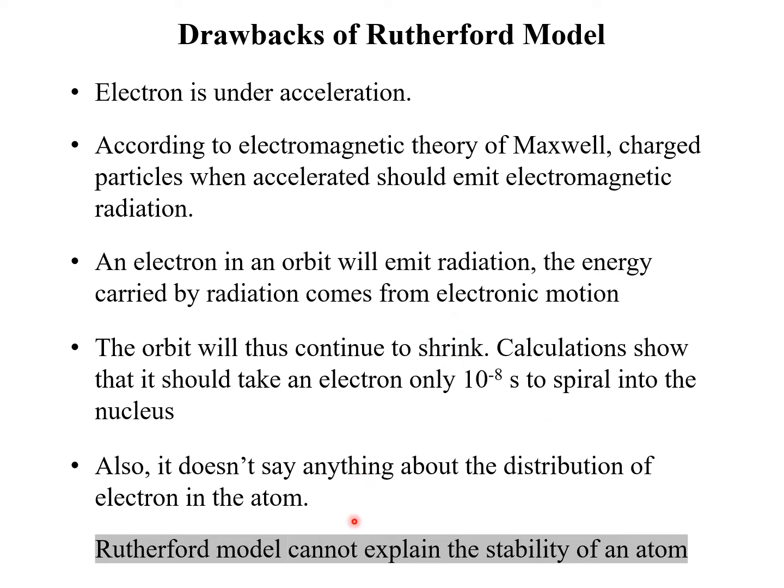And also, the Rutherford model doesn't say anything about the distribution of electrons in the atom. It just said that the electrons are around the nucleus in a well-defined orbit. It doesn't say where exactly the electron is at a particular time. So it doesn't say anything about the distribution of electrons in the atom. So these are the drawbacks of the Rutherford model. Firstly, it could not explain the stability. Secondly, it doesn't tell anything about the distribution of electrons in the atom.